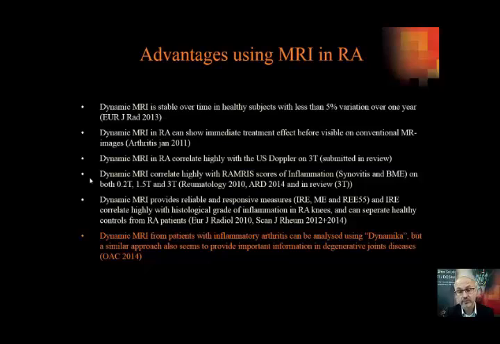Dynamic MRI from patients with inflammatory arthritis can be analyzed using Dynamika in a step-by-step easy way. Not only does this enable us to assess inflammation in inflammatory joint diseases, but it can also provide important information in degenerative joint diseases and give a better clinical correlation than the conventional static scoring systems.